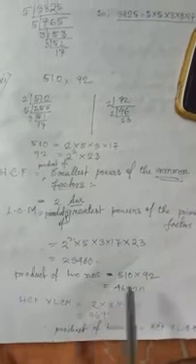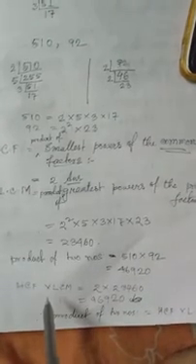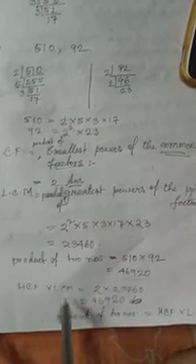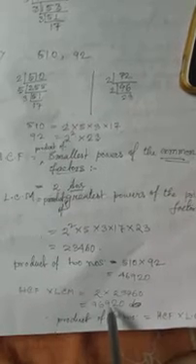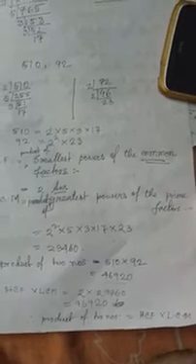The product of the two numbers is 510 into 92, which is this number, and the product of HCF and LCM is also 46920. So the product of two numbers is equal to HCF into LCM.